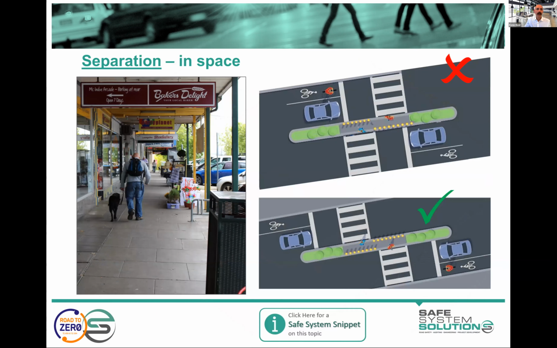Separation in space is the creating of a pedestrian refuge, footpaths, separating those. Now, I pop this one in again as just a little bit of things that you should know as a road safety auditor. Are they the biggest road safety risks we've got out there? No. Got a good snippet on this one as well.